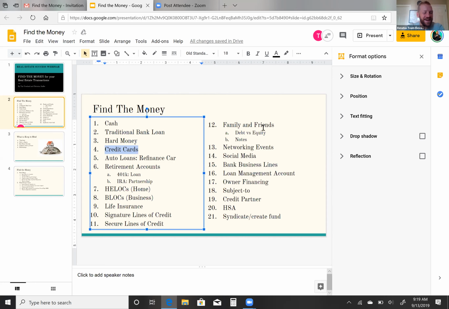They gave me some checks, and I just wrote them out to myself, deposited it to my bank account, and I was able to transfer. I was able to use that money to go to closing and pick up those properties.